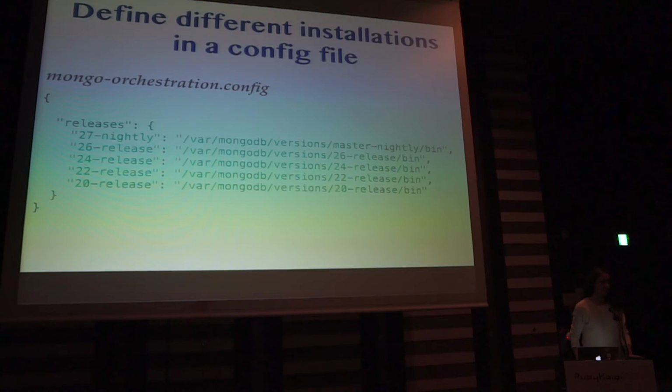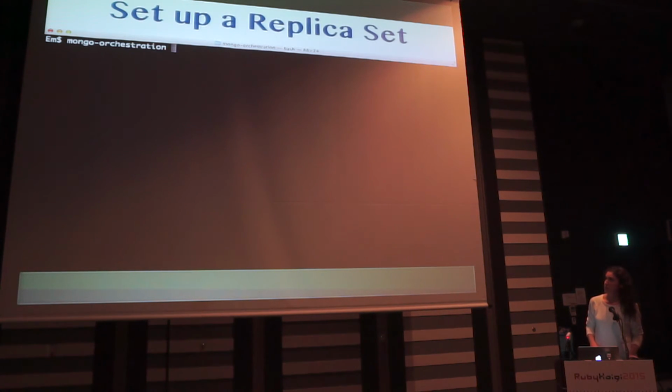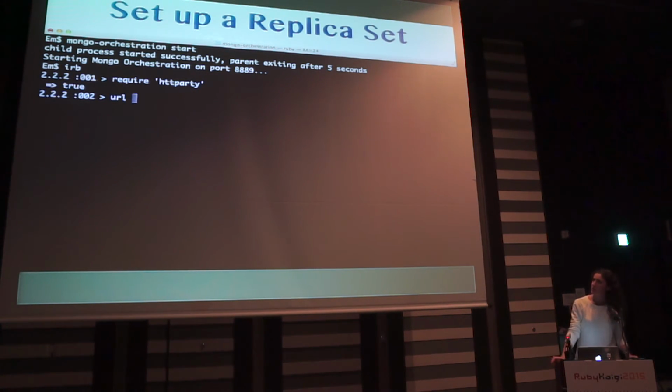Now I'm going to show you a screencast that shows the life cycle, or the steps, that you would take to use Mongo orchestration for testing. It's about 5 minutes, so it's a little bit long, but I think it's useful to see how it works. I'm going to start the service right now, and I'm not passing a config file, so it'll use the default version of MongoDB. I open a Ruby console, require HTTParty, and create a base URL that I'll use throughout the rest of the screencast that points to the service running on port 8889.